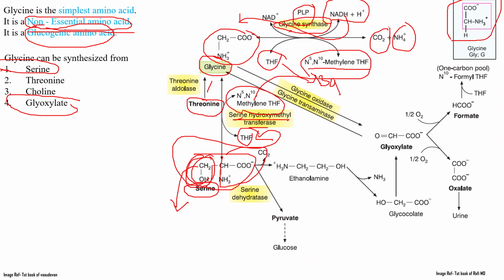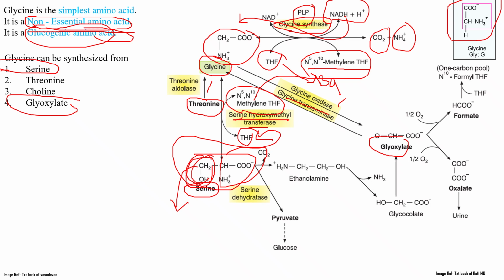You can see here, it's a glyoxylate. So glyoxylate in the presence of the enzyme undergoes a transamination reaction, where an amine group is donated to the glyoxylate to form glycine. Again, this glycine can convert back to glyoxylate by the enzyme glycine oxidase. And I already told you that it is a glucogenic amino acid.